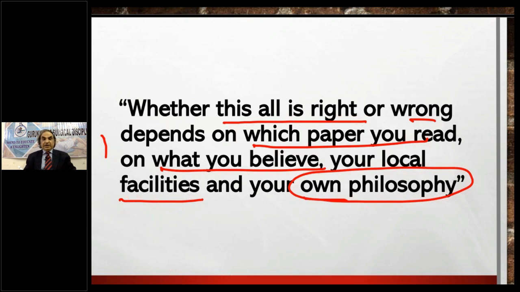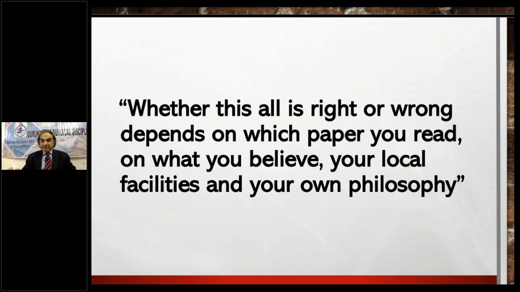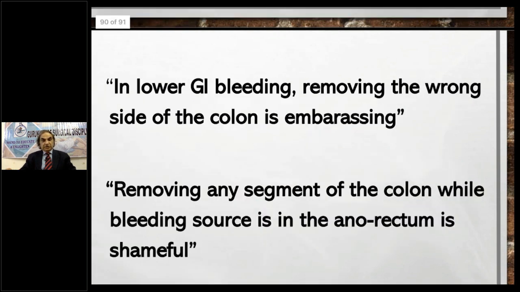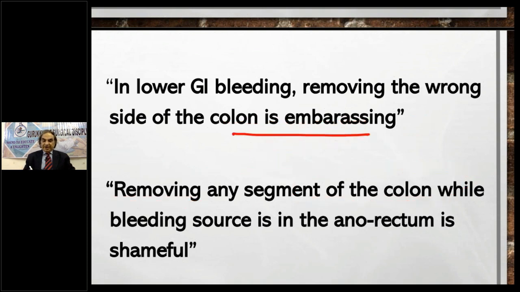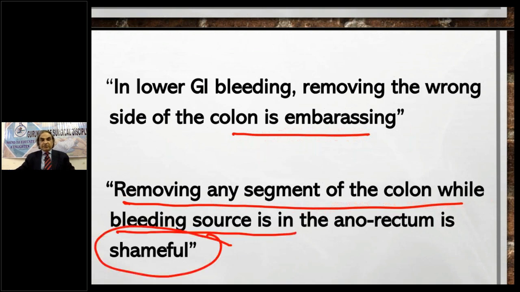I personally believe a negative laparotomy is better than a positive autopsy, and I stick to that. That is why we insist that we should operate on these patients early before we lose them. Now, to conclude, I would want all undergraduates and postgraduates to remember this dictum. In lower GI bleeding, removing the wrong side of the colon is embarrassing. And removing any segment of the colon while the bleeding source is in the rectum is shameful. So you must approach by doing a rectoscopy or proctoscopy after a DRE, not PR.